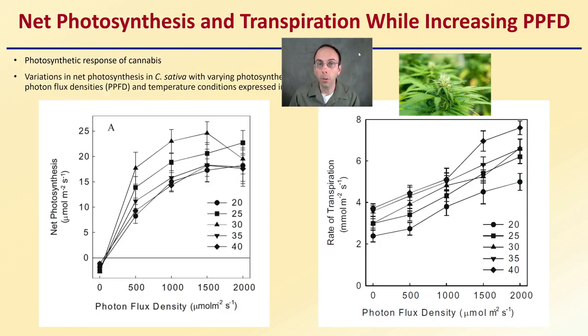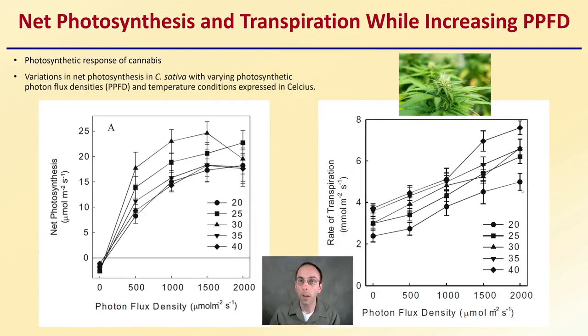So we're looking at net photosynthesis and transpiration while increasing the light intensity measured in PPFD. Photosynthetic response of cannabis: variations in net photosynthesis for Cannabis sativa with varying photosynthetic photon flux densities. Remember, that's what PPFD stands for, in temperature conditions expressed in Celsius. If we look at our little graphs here, what does this mean? Well, we have our photon flux density on the x-axis down here and net photosynthesis on the y. And we can see that there is an increase and then a leveling off with regards to net photosynthesis.